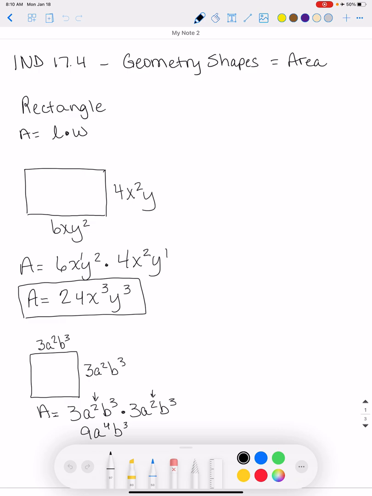Or, sorry, that's 6. My bad. There we go. 3 plus 3 is 6. Okay, base, base, base, add your exponents. Now, when I put the 9 there, that was just kind of me being lazy, skipping a step.